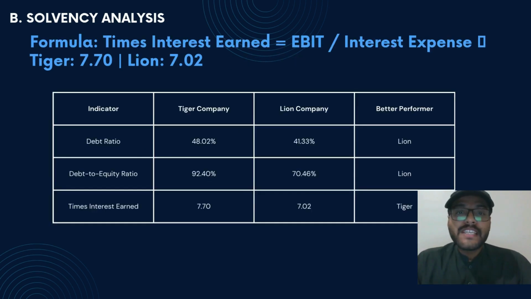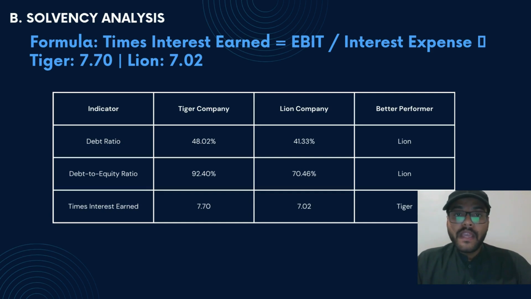Now moving on to the times interest earned ratio, it measures a company's ability to meet its interest obligations from its earnings. It is calculated as EBIT divided by interest expense. Now Tiger's TIE is 7.70 and Lions is slightly lower at 7.02. Although there is not much of a gap, both companies can comfortably cover their interest expenses, but Tigers holds a slight edge here in terms of interest coverage.